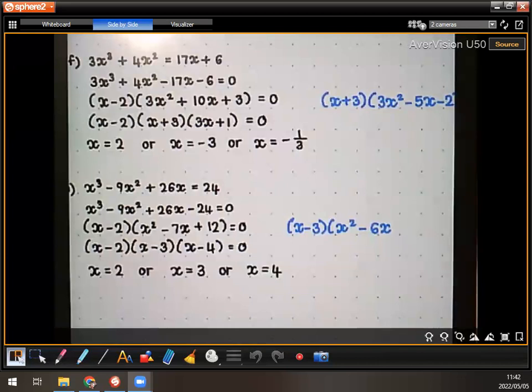Okay, let's see. If your first bracket is x minus 3, let's see what that trinomial will be. Then we're going to have x squared, right? x times x squared is x cubed. This is minus 3x squared. We need minus 9x squared, so you're going to do minus 6x. And then you need a -24. You have -3, so it's going to be plus 8.